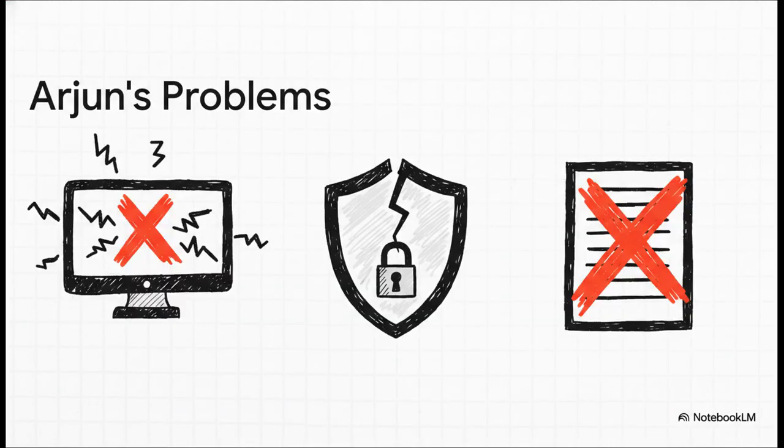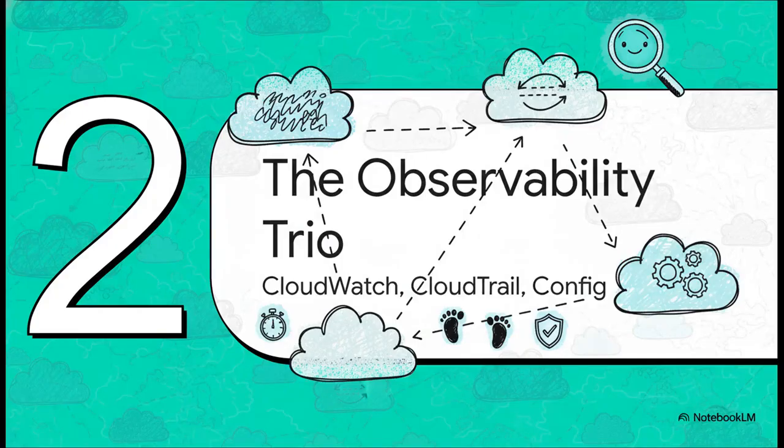So let's look at the damage report. First, obviously, the app is down. Bad enough. But then he digs deeper and finds out a security group was modified. Somebody basically left a door wide open. And the real kicker, some critical compliance rules were silently broken, and nobody had a clue. It's just a total perfect storm of problems. But luckily for Arjun and for all of us, AWS has a solution. It's what we call the Observability Trio. These three services are your eyes and ears in the cloud, and they're designed to solve these exact kinds of problems.